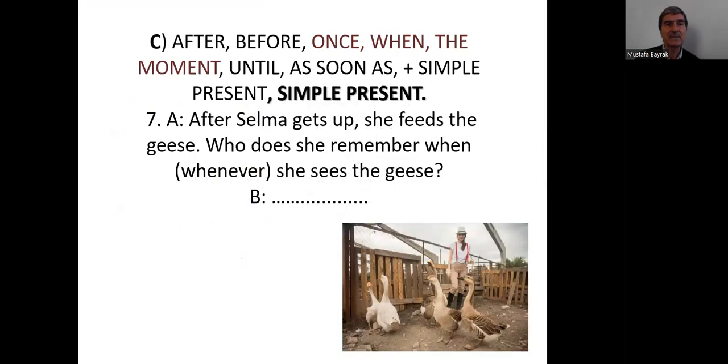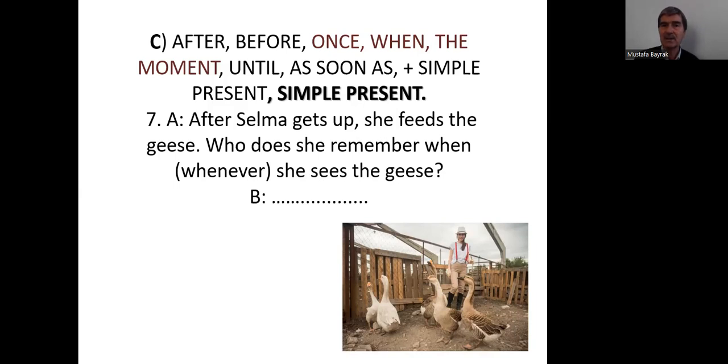Now, it's time to do what? Again, after those independent clauses, we use simple present, simple present. How? Like this. As a routine, okay? As the habit of Selma, for example. What is the habit of Selma? What does she do routinely? After Selma gets up, for example, every day, okay? She does this every day, present, present. After Selma gets up, she feeds the geese.